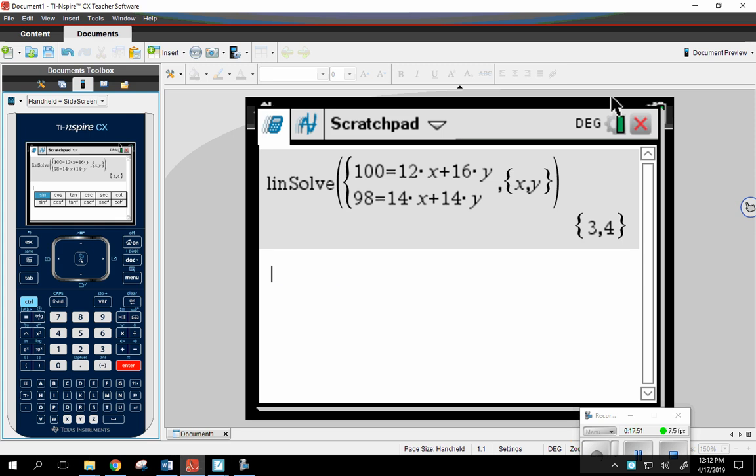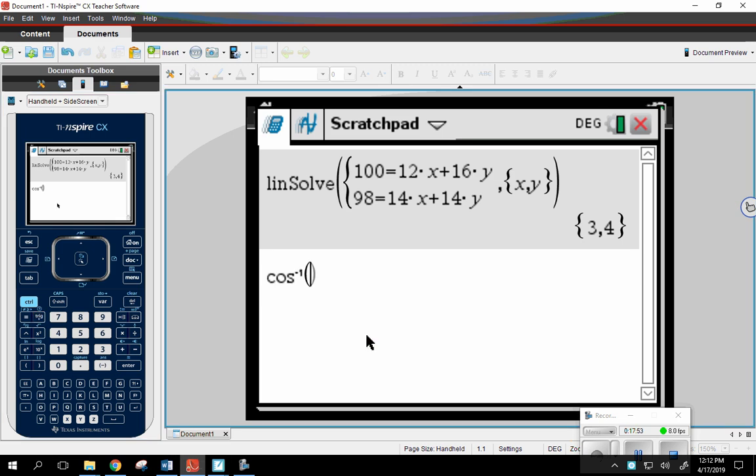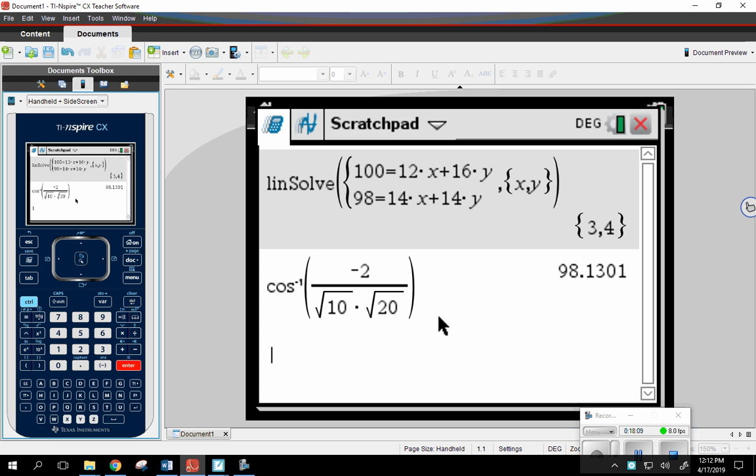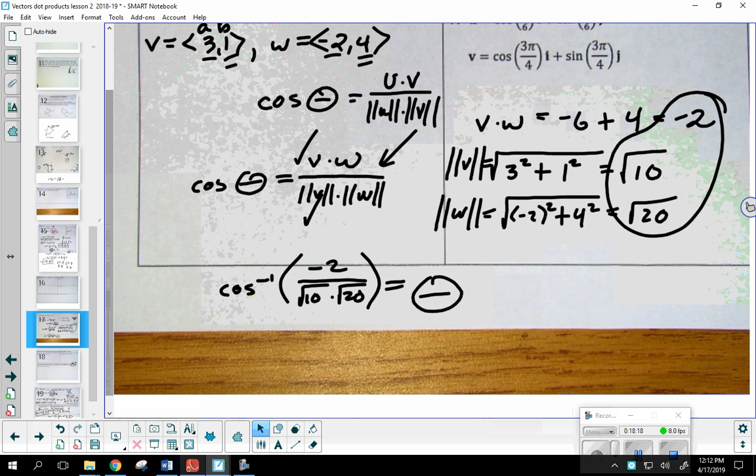So let's see here. Cosine inverse, control divide. We have -2 over the square root of 10, times the square root of 20. Okay, so I'm getting 98.1. So I'd say there's 98.1 degrees between the two vectors. There we go, so about 98.1 degrees.